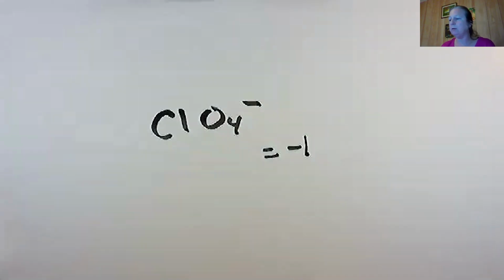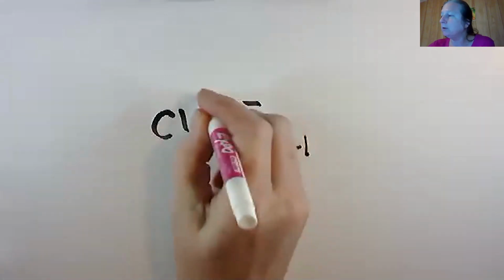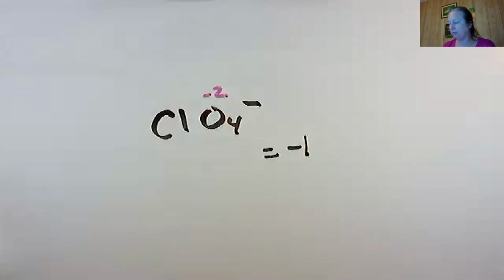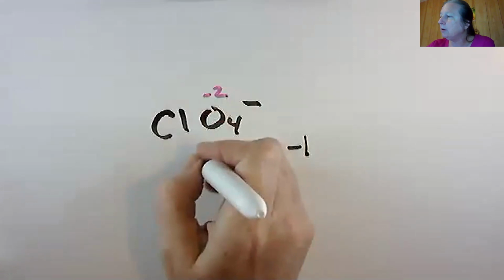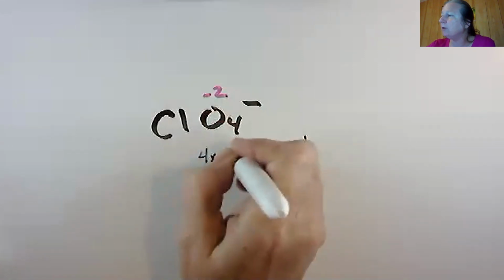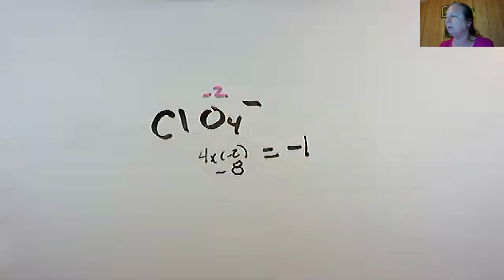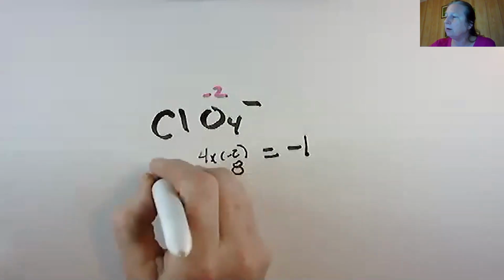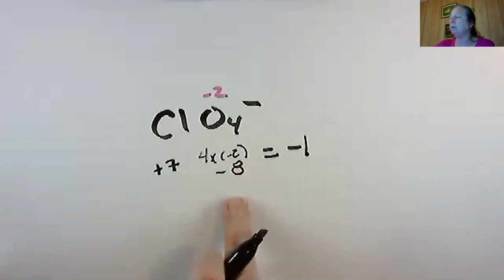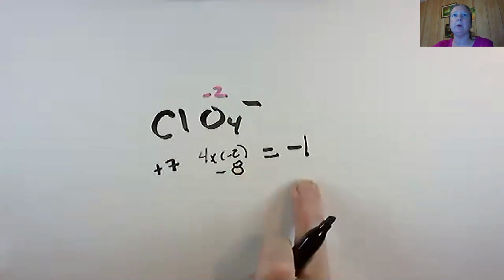So once again, oxygen, this is not a peroxide, so oxygen is -2. I have 4 of them. So 4 times -2 is -8. So my chlorine has got to balance out the oxygen such that I have a -1 left over, which means my chlorine has got to be a +7, right? So +7 and -8 is going to give you a -1.